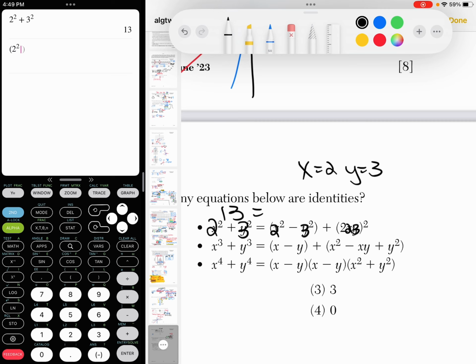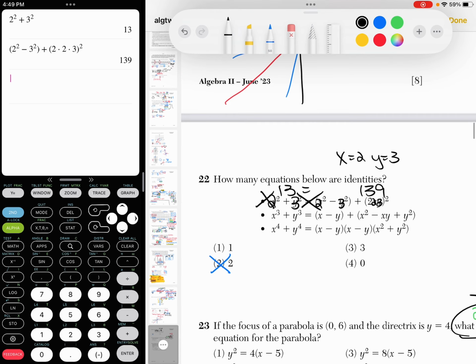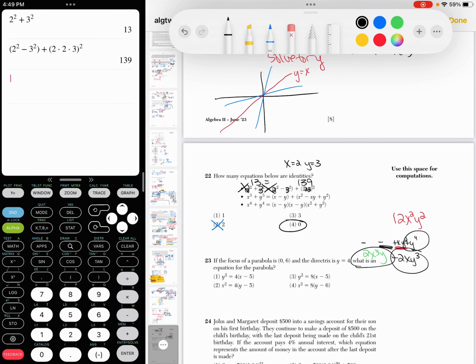So on the right side, when I type this in, 2 squared minus 3 squared, plus this is 2 times 3, all in parentheses, squared. I get 139. Not an identity, that one's gone. And you would do the same thing for the other two choices to find out that none of them end up equal, so 0 of them are identities. All right, 2 more questions to go.